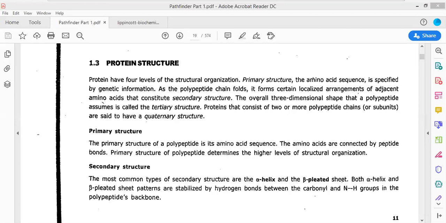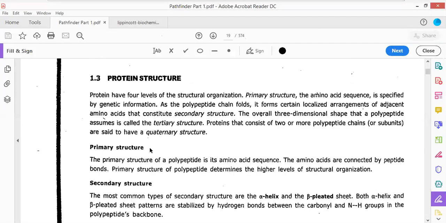So what we have to study from here is the structure of protein. How do we study the structure of protein? The primary structure is just made up of a linear array of amino acid residues joined together with the help of peptide bonds. What is in the primary structure? A linear array of amino acid residues joined together with the help of peptide bonds.